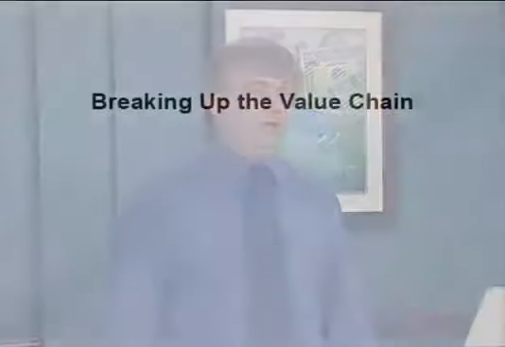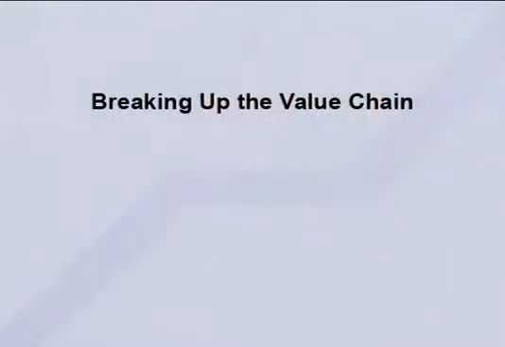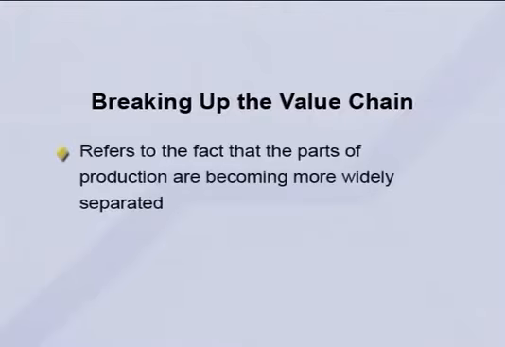In fact, one of the big trends in world trade in the last decade or so is sometimes called breaking up the value chain. And what they mean by that is that the parts of production are becoming more widely separated. It used to be, for example, that you could say, well, this car is made in the US and this car is made in Japan.